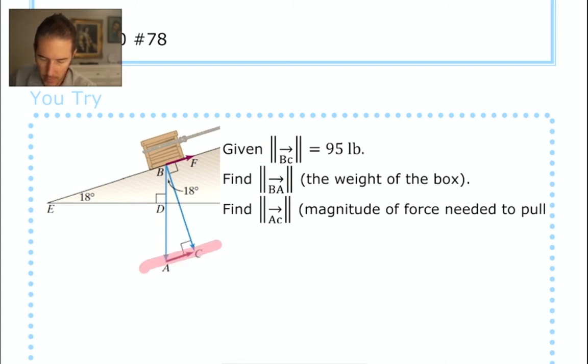Notice that AC right here is pulling in the same direction as this vector BF that's aiming up the ramp, and that's aiming in the same direction as this rope. That's why we're trying to find that, because that's the amount of force needed to keep the box stationary on the ramp. We don't want it getting away from us. So how do we find first the measure of BA?